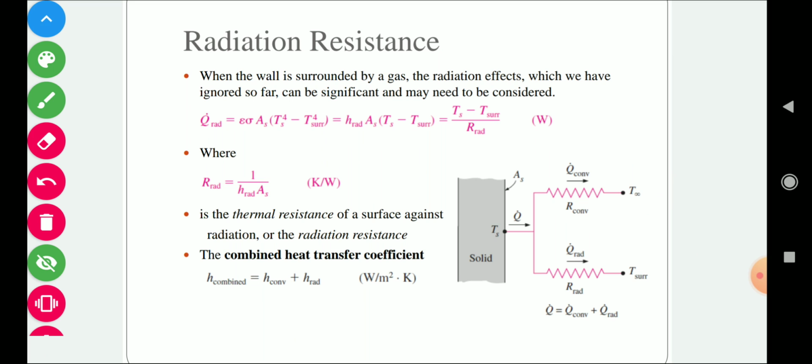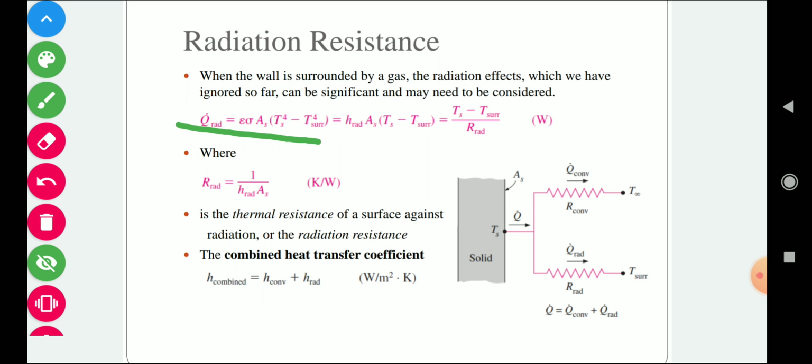The radiation heat transfer can be explained with the help of the Stefan Boltzmann law, that is, Q radiation will be equal to epsilon sigma A (Ts to the power 4 minus T surrounding to the power 4). Here epsilon is the emissivity of the material through which heat is transferring. Sigma is the Stefan Boltzmann constant, which has a value of 5.67 times 10 to the power minus 8. Ts to the power 4 is the surface temperature, meaning the temperature of the wall, and T surrounding to the power 4, where T surrounding is the temperature of the environment to which heat is transferring.